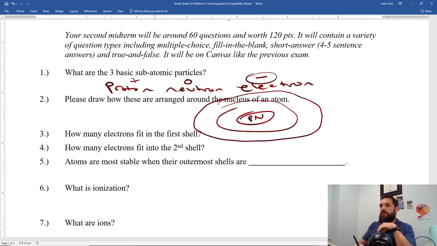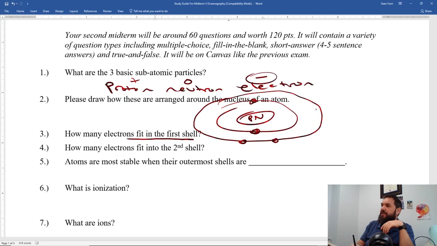Now, how many electrons fit in that first shell? So the first shell, there are only two. You can only have a maximum of 2 electrons in the first shell. That goes back to something called Pauli's exclusion principle, which you would learn about if you were taking a chemistry class. But that's the only number of electrons you can have in the first shell. Subsequent shells after that can have up to 8.